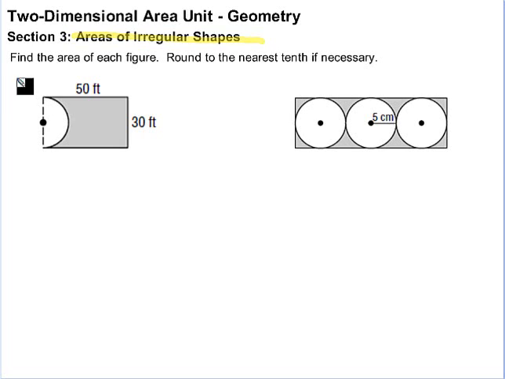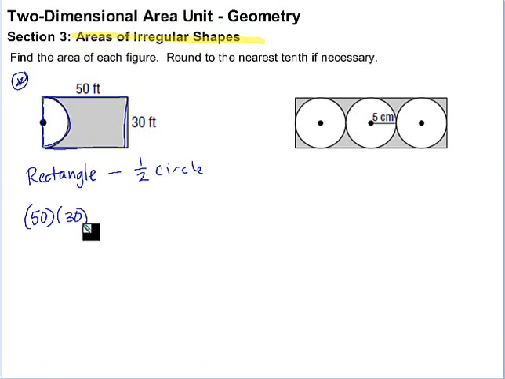So here in this first example, notice that we have a shape that looks like a rectangle, and we have an empty spot here that looks like half of a circle. So we are going to find the area of our rectangle, and then we will subtract off half of the area of our circle. To find the area of a rectangle, it's length times width, so 50 times 30. Then we want to subtract off 1/2.